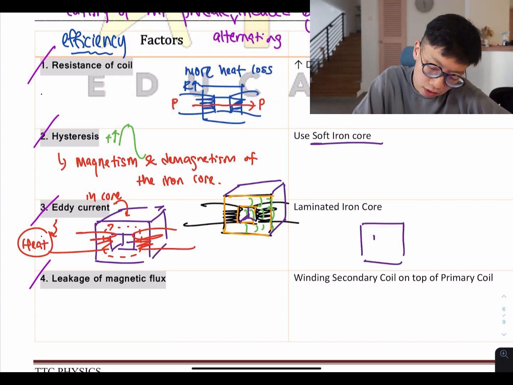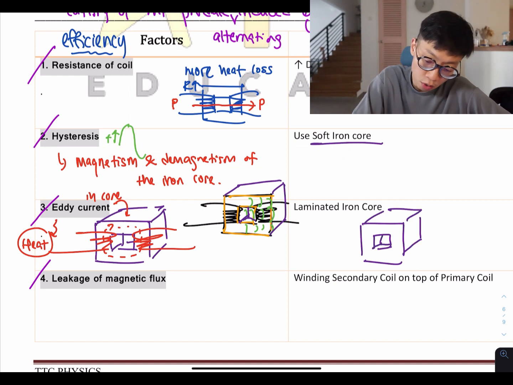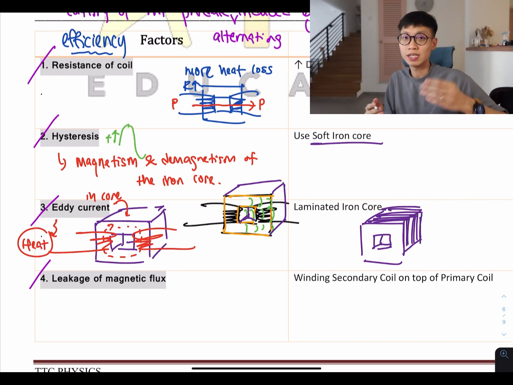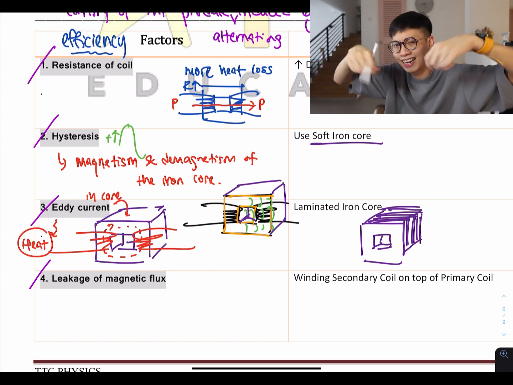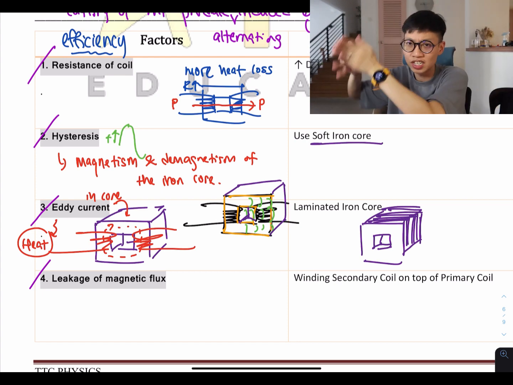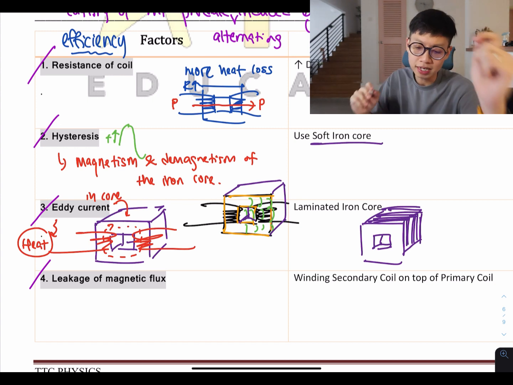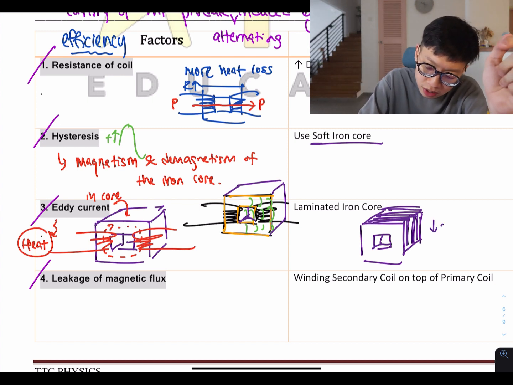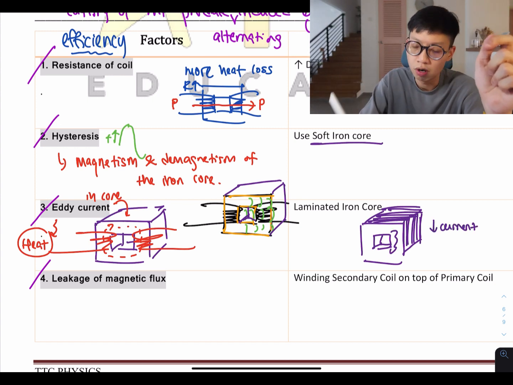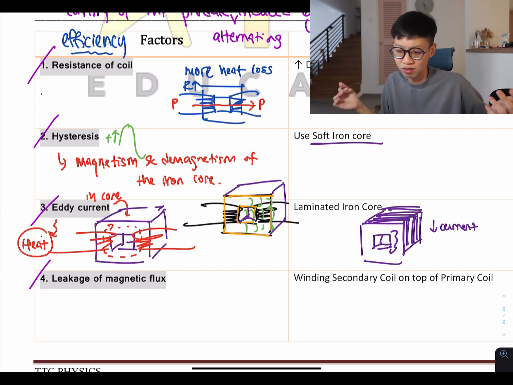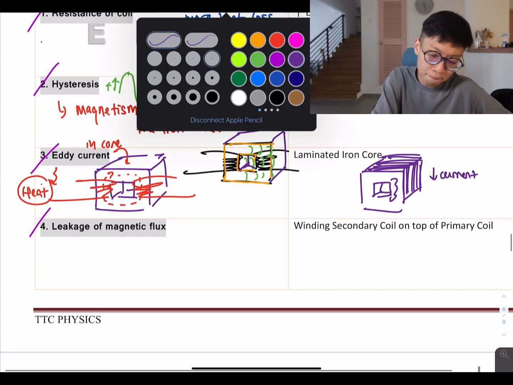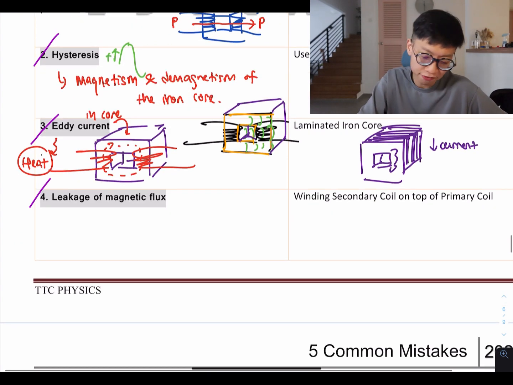How does a laminated core look like? A laminated core is actually like this, with sheets of metal between them. Meaning they will use a sheet of metal, a layer of glue, then metal, like how you laminate something with plastic sheets. So that is called a laminated iron core, which means I can reduce the current flowing in the core. Of course, because you have more plastic and glue inside, less metal. Understand? Last but not least is the leakage of magnetic flux.